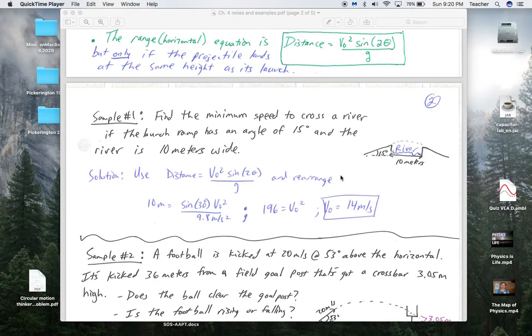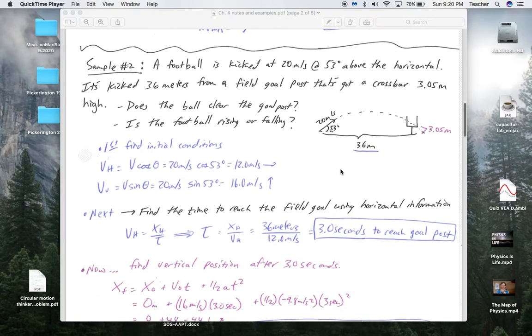One would be to think about the fact that if I'm going 10 meters across, I'm going to be accelerating downward for 10 meters divided by the speed. That would tell me the amount of time that I could have, and it can get kind of complicated that way. And we'll do an example related to that a little bit later.